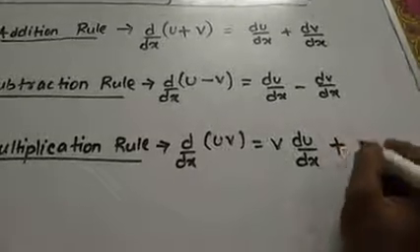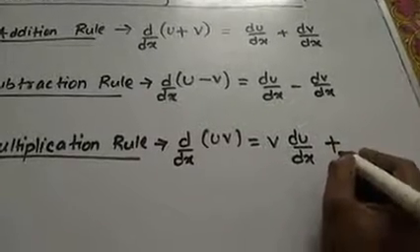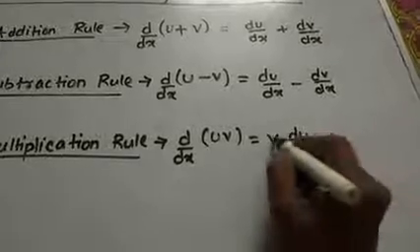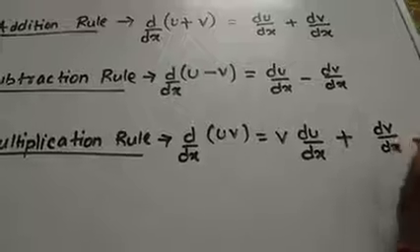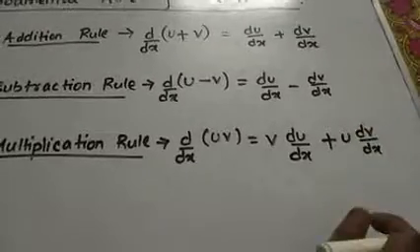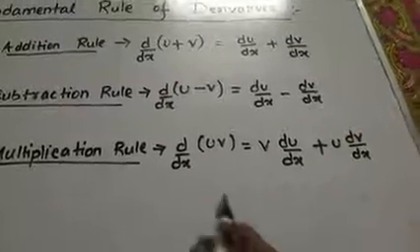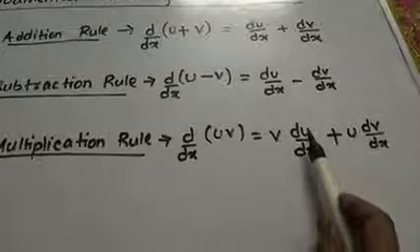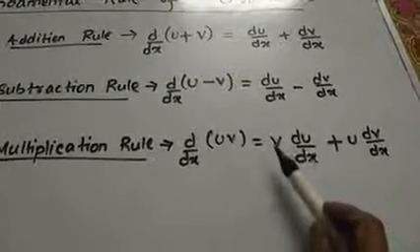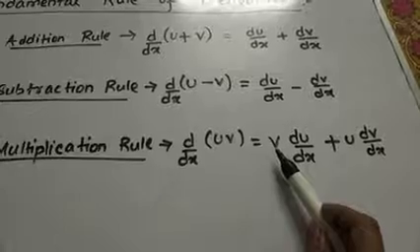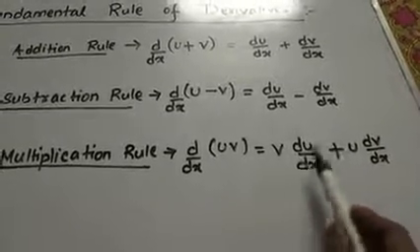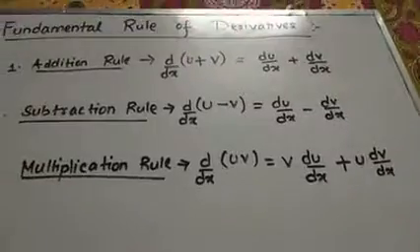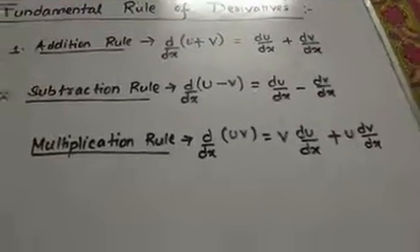Then plus, be careful, there is a plus in the multiplication rule. Plus, then let's interchange their positions. That is, now differentiating the other function and u will remain as constant. So the rule says that at a time we differentiate one function and the other function, that is v, remains out of the derivative, plus now just interchange their positions. This is the rule of multiplication.